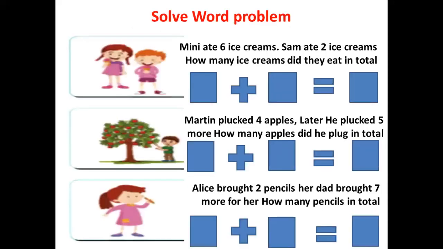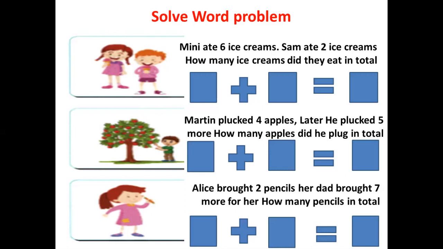So here, let's solve this problem together. I will do the first one for you and you will do the next ones with me, okay? Mary ate 6 ice creams, but Sam ate 2 ice creams. How many ice creams did they eat in total?